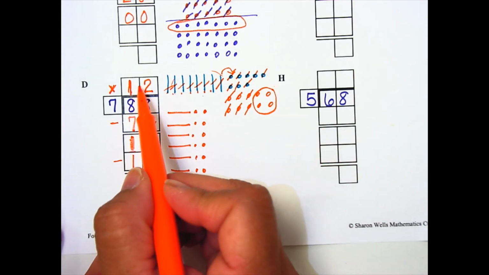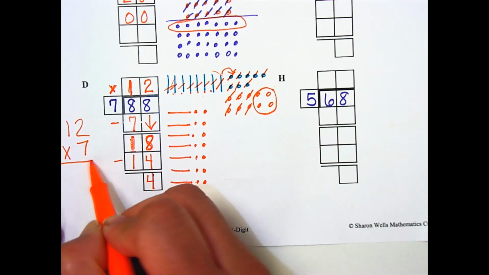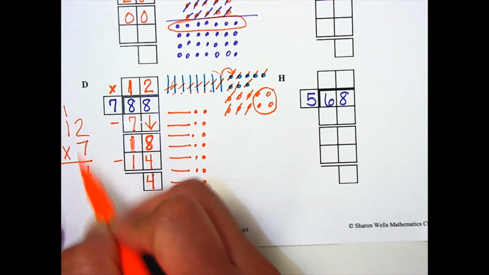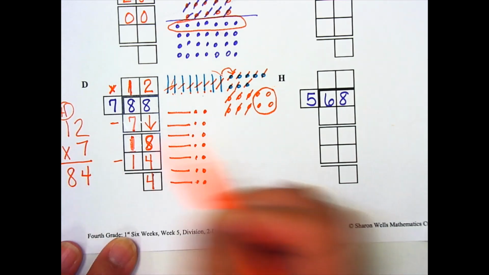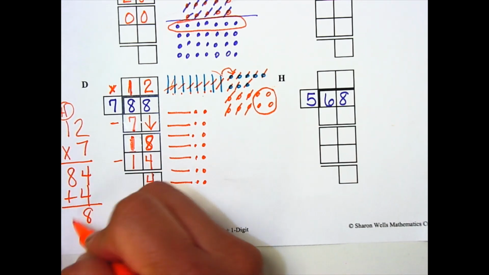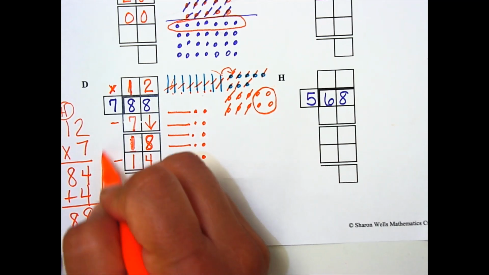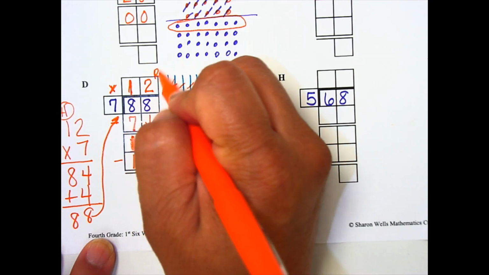I can check my work by multiplying 12 times 7. 7 times 2 is 14. 7 times 1 is 7, plus 1 is 8, so 84, plus my remainder 4 is 88. So my answer is 12 with a remainder of 4.